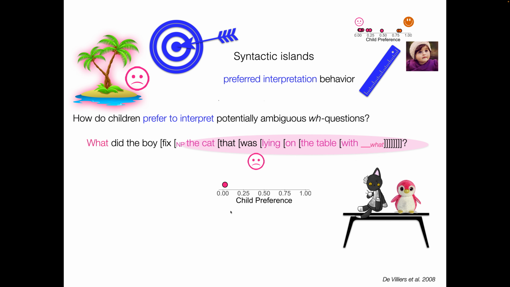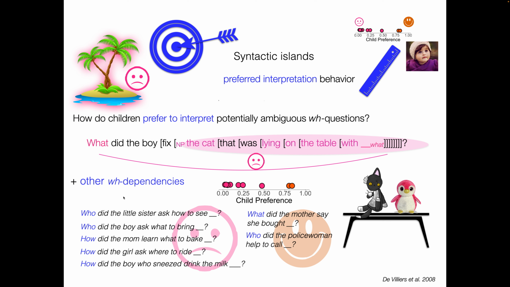And so what de Villiers et al. did was get these sorts of preferences for a variety of other WH dependencies as well. You can see sort of the collection of them over here. I'm not going to go through them right now, but a number of them were dispreferred, maybe some, and then there was one kind of in the middle, and then there were a couple where they preferred some of the longer ones. So for example, who did the policewoman help to call? Kids actually rather preferred the who are we calling versus who are we helping. Okay, so you get this array of preferences, and that sort of signals the internalized knowledge about WH dependencies in these cases.